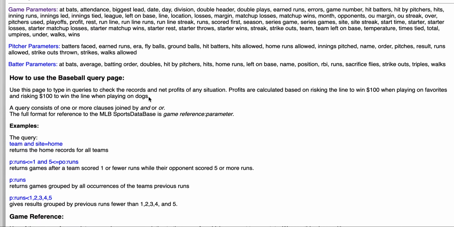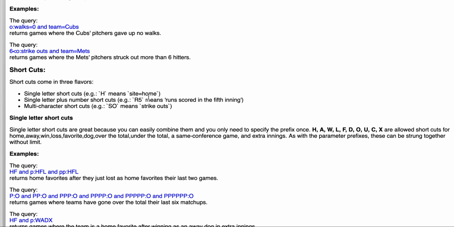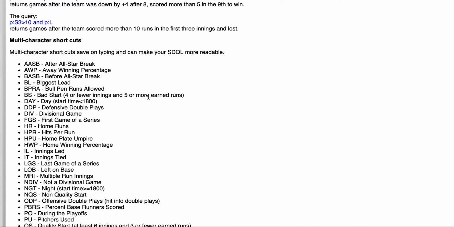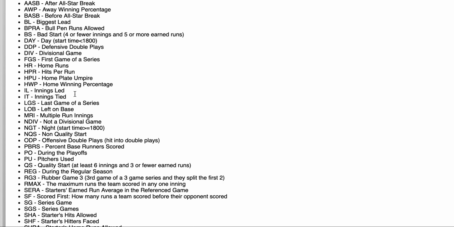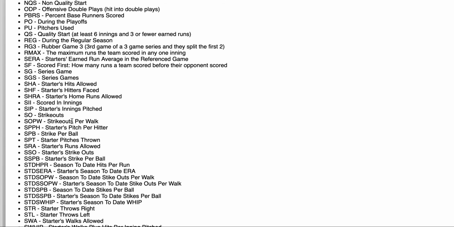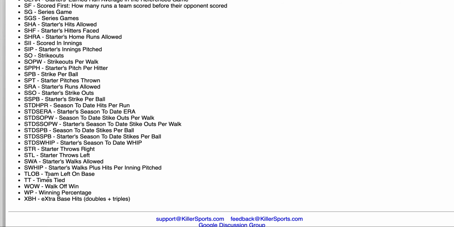Now, if you want to see what parameters you can use, here's some game references, shortcuts. And here are the multi-character shortcuts you can use in baseball. After the All-Star break, away winning percentage, before the All-Star break, biggest lead, home plate umpire, playoffs, percent base runners scored, double plays, night game, divisional games, strikeouts per walk, starter's ERA, left on base. Lots of stuff. Get to work.